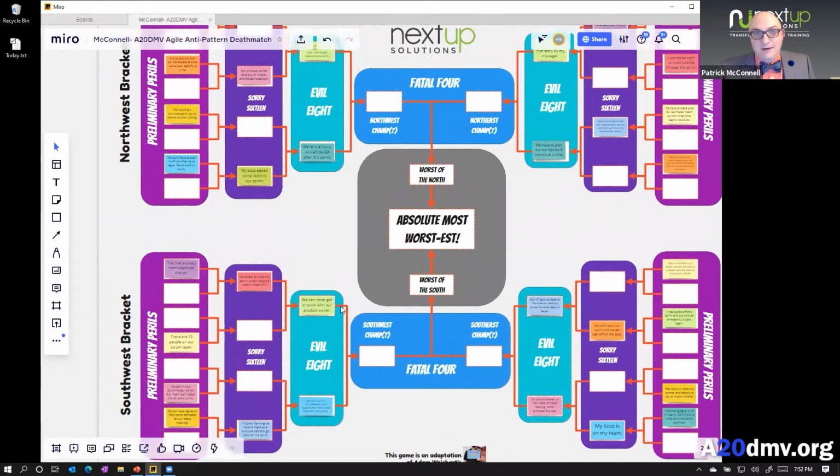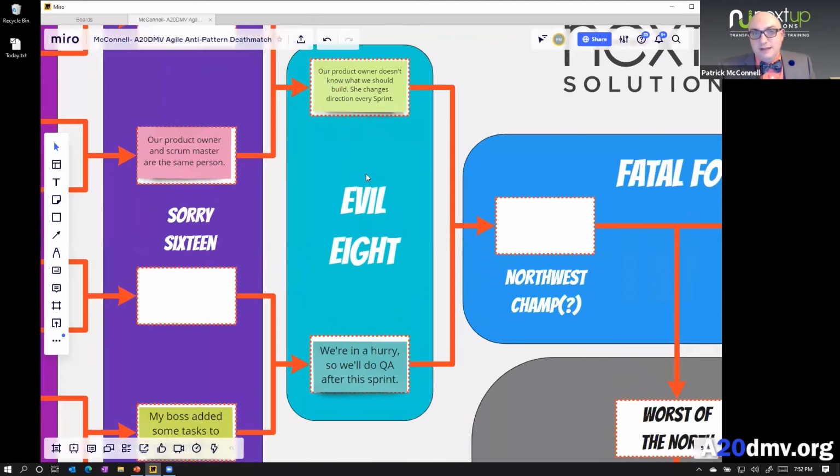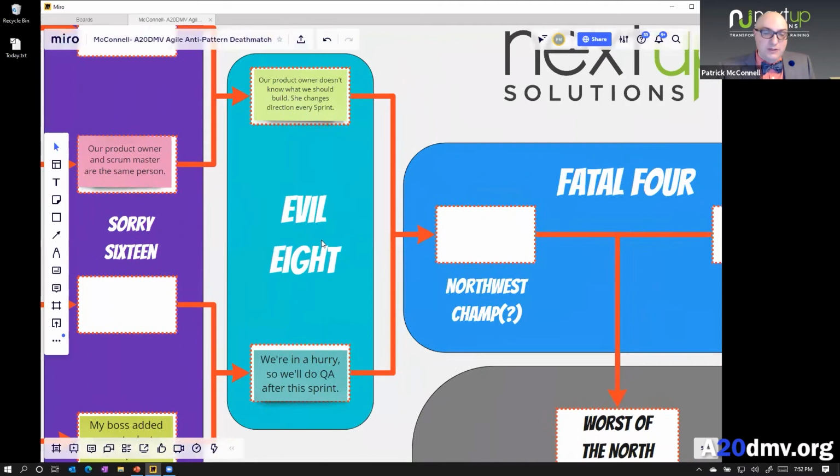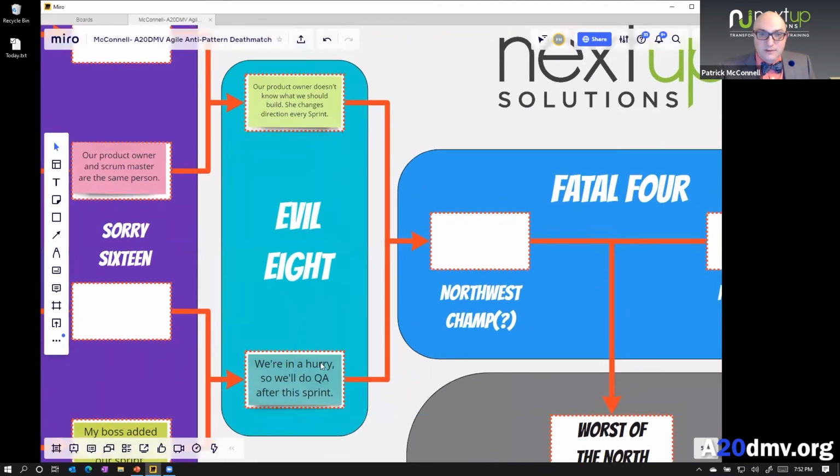Let's see what we've got here. Evil 8, top left. Our product owner doesn't know what we should build. They change direction every sprint, or we're in a hurry, so we'll do Q&A later. Raise your hand for the top one. Leave it lowered for the bottom. All right, I think top one wins this one. We have our first semifinalist.